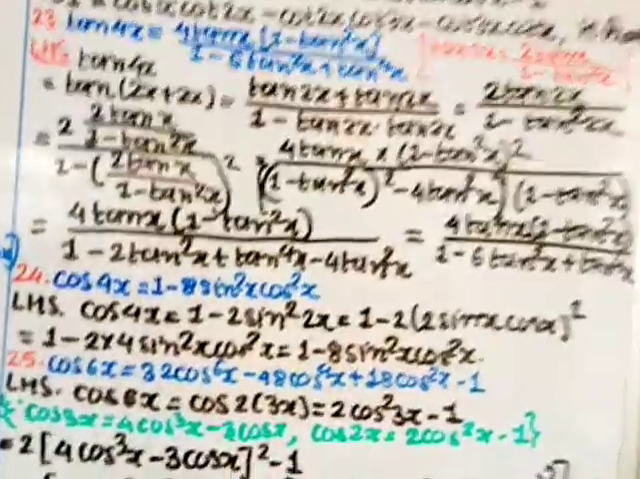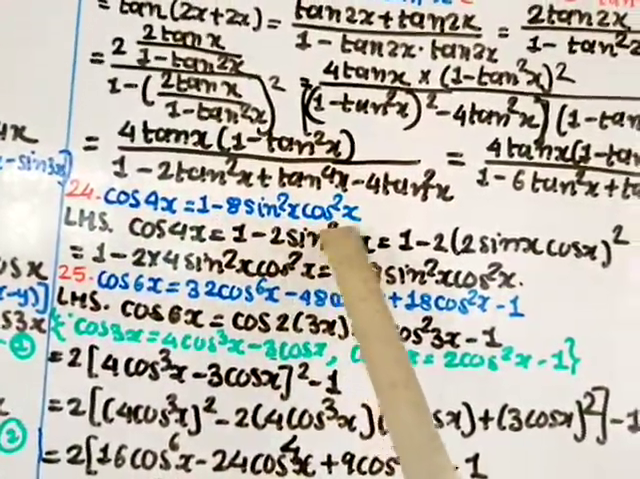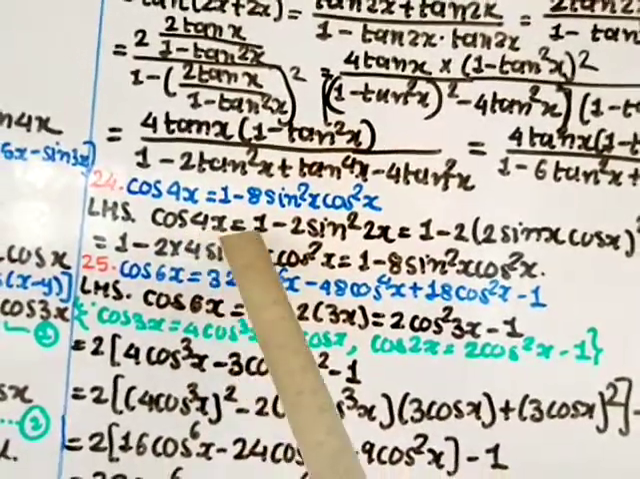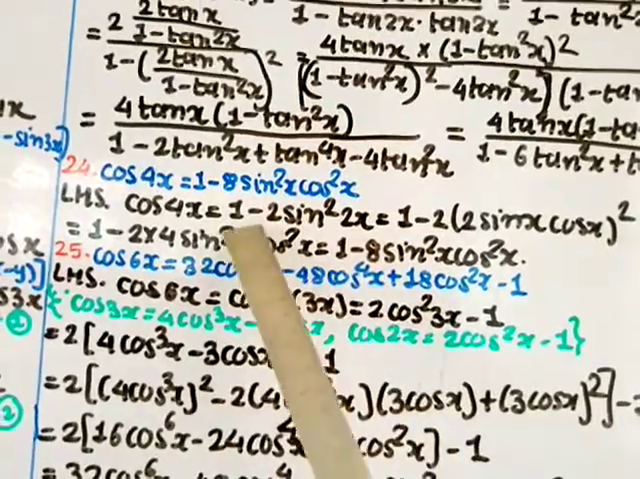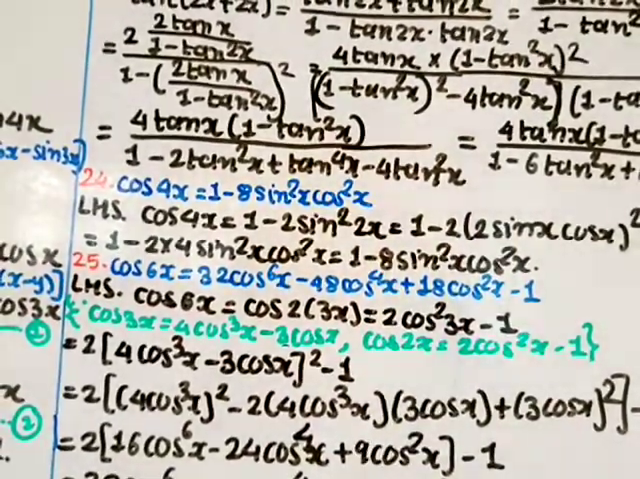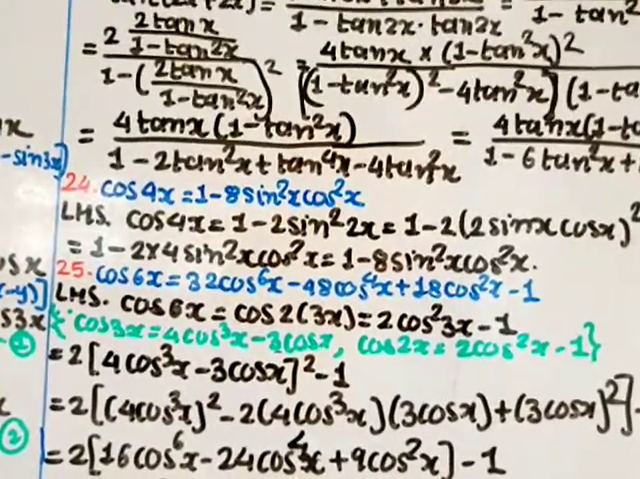Question number 24, cos 4x is equal to 1 minus 8 sin square x cos square x. So cos 4x can be written as 1 minus 2 sin square 2x. This formula I gave you in the last class, but I gave it in the 2x form. This is its second form. It is the same, only the angle is different.